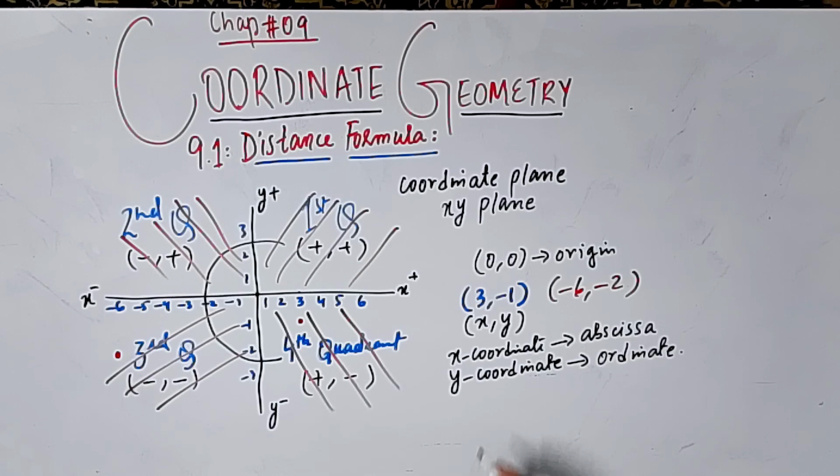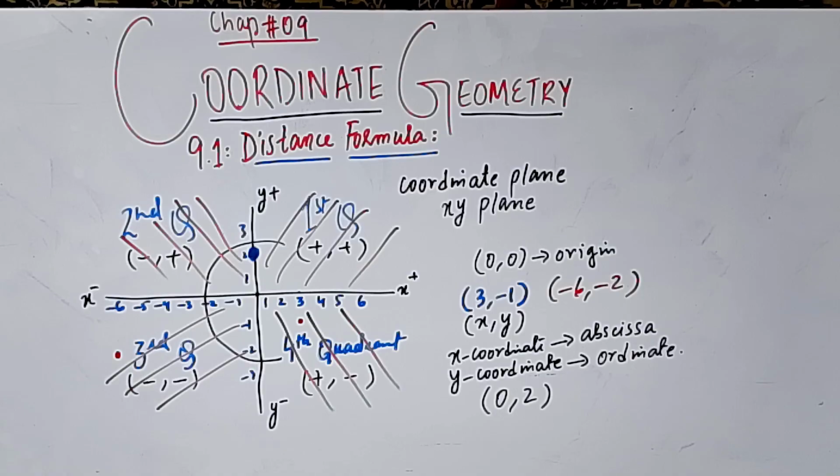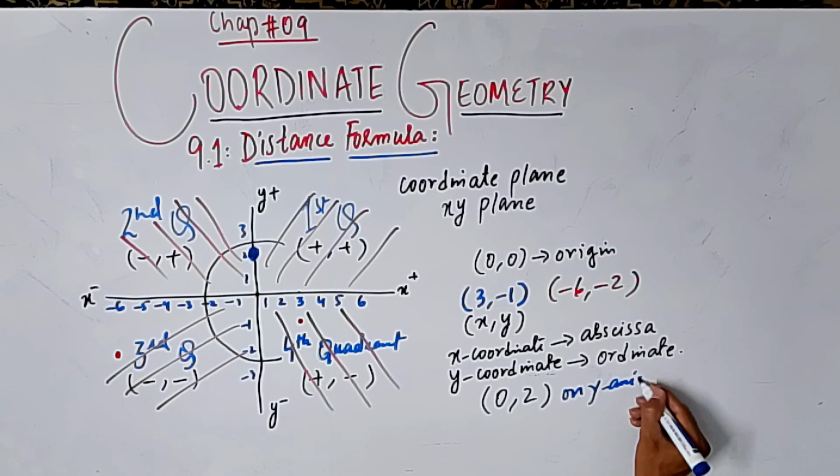It means that, for example, if you have a point 0 comma 2, it says that x is 0 and y is 2, so it will be over here. This is not part of any quadrant, it is on the y-axis. So these are the negative or positive y-axis. These terminologies are very important because these things will help us in the MCQs.